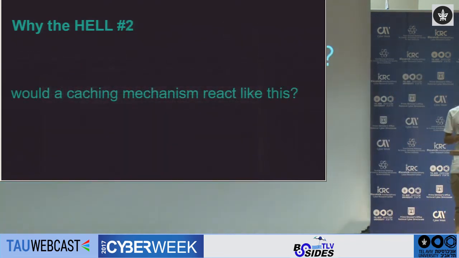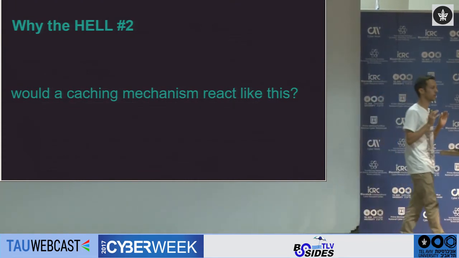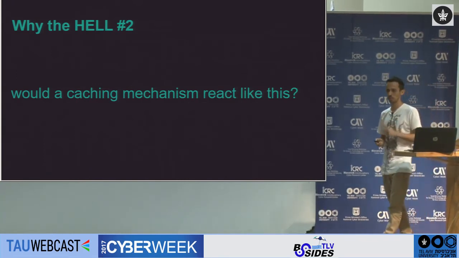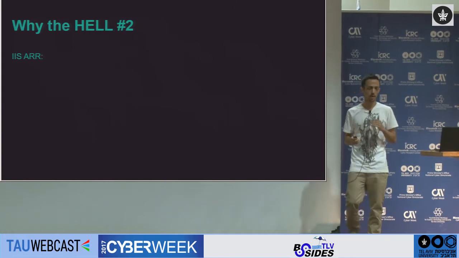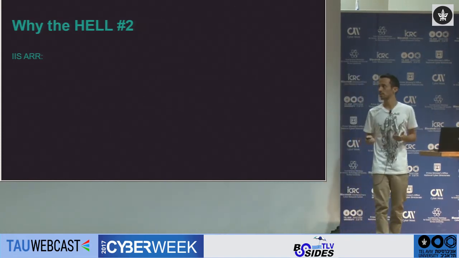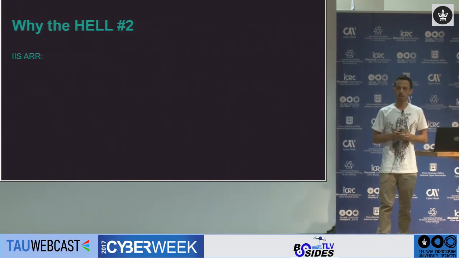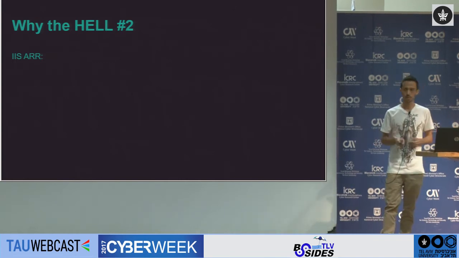Okay, so let's move on to the second why the hell question. And this is, why the hell would a caching mechanism react like this? Let's see two examples for that. Let's talk about IIS ARR. ARR, for those who don't know it, is Application Request Routing. This is a feature that can make IIS a load balancer. So let's say that IIS ARR is serving some web server that we are using.